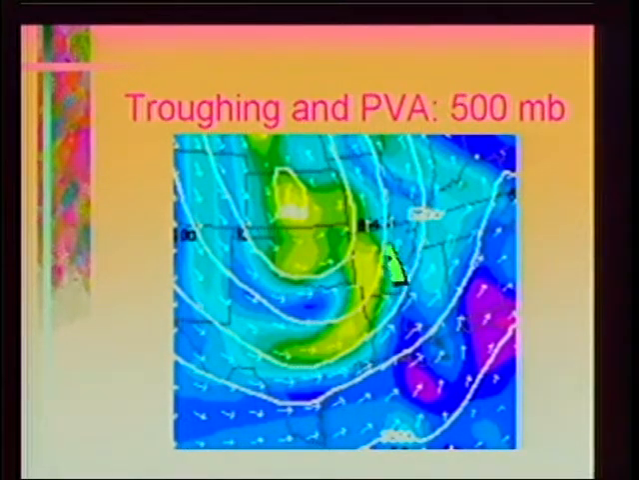We saw that there's strong upper level winds here, even at 500 millibars. The winds are fairly significant in this region, and there's positive vorticity advection. You got several ingredients there that aid in severe thunderstorms.